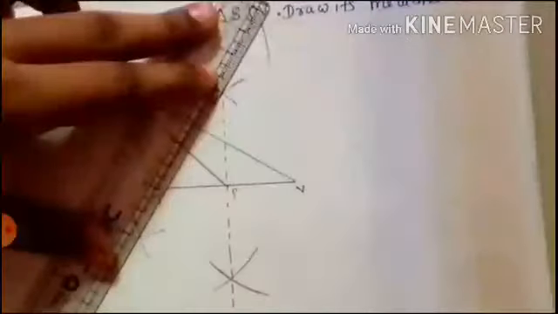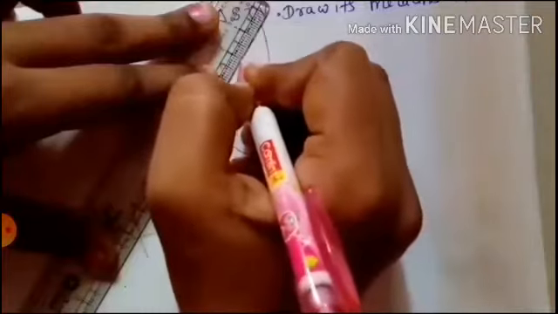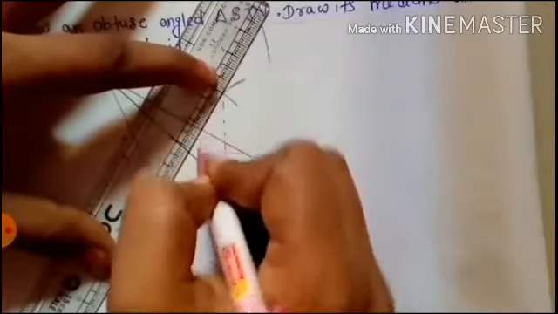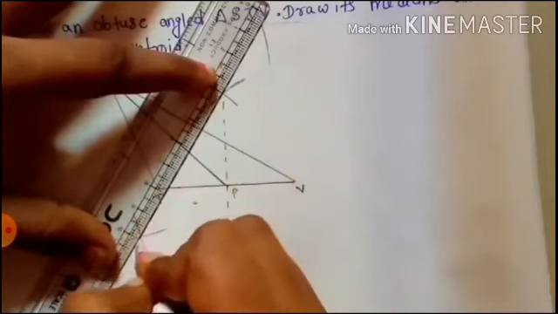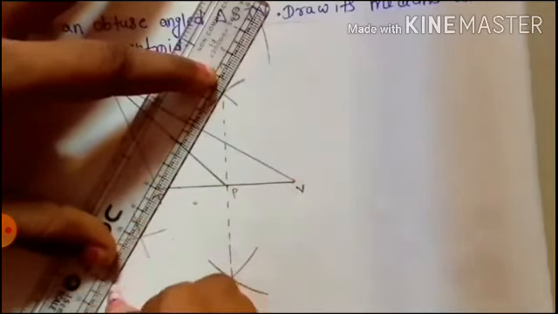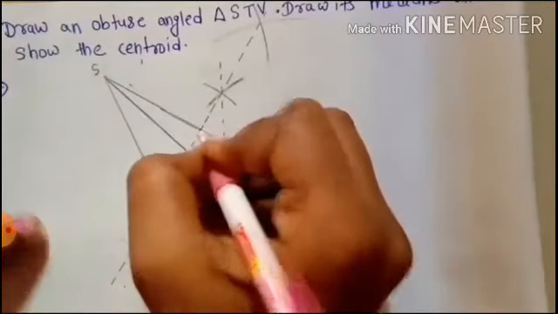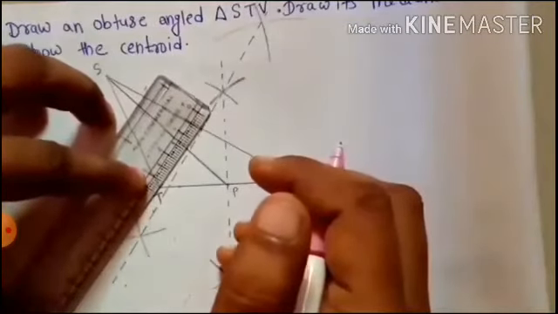Now I will give this name here P, so I will give it as Q. Now draw QT, another median. The second median I have drawn, QT. Now for the last median, again take more than half of ST, put on T and make an upper side arc and a lower side arc.